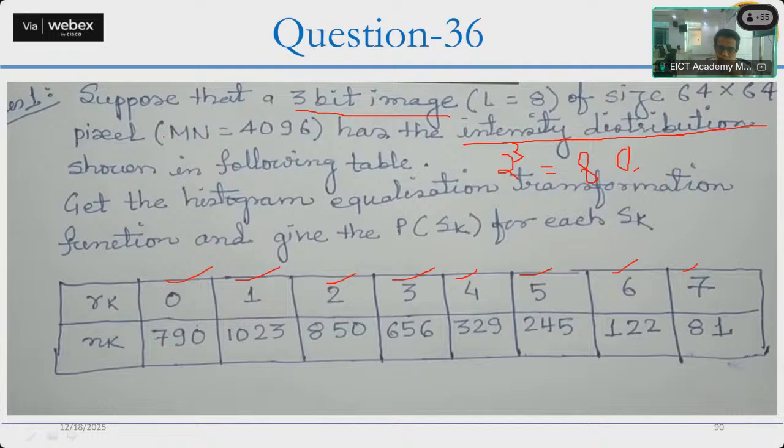So it has a size of this much. What is this size conveying? This size is conveying that all the values add up to 4096. That is, this sum: 790 plus 1023 plus 850 plus 656, this value plus this value plus this value plus this value, plus this value plus this value.